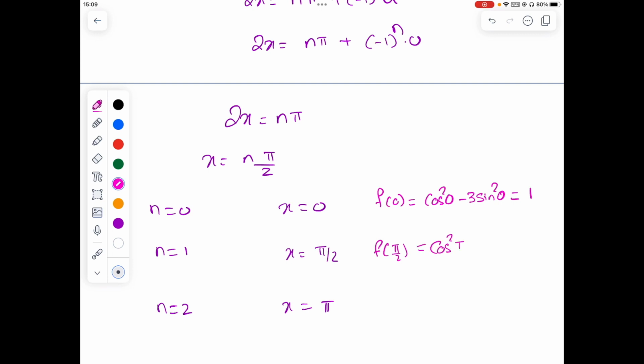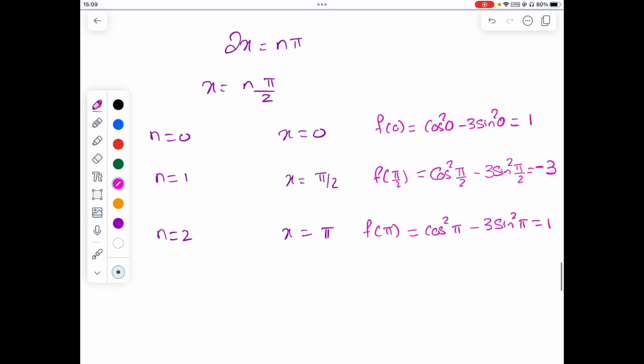And over here, f of pi by 2 is cos square pi upon 2 minus 3 sine square pi upon 2, which is going to be negative 3. Then f of pi is cos square pi minus 3 sine square pi, which is going to be 1. So the coordinates that I'm going to get are 0, 1, then pi upon 2, negative 3, and pi, 1. That's going to be the answer for part 3.